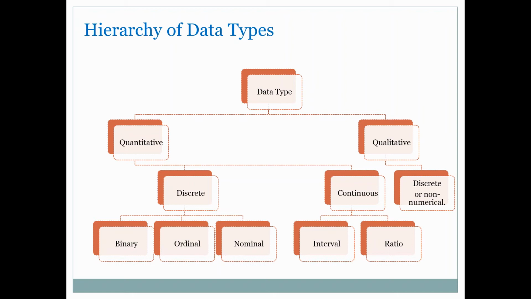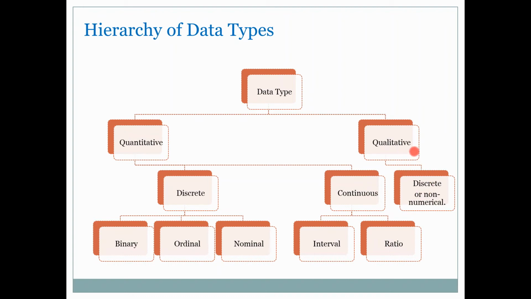Okay, so we could do something like that. Interval has that exact order between values, but not an absolute zero. So that's just like the temperature, like I said before. And then the other one, the ratio, does have the zero as a real value.